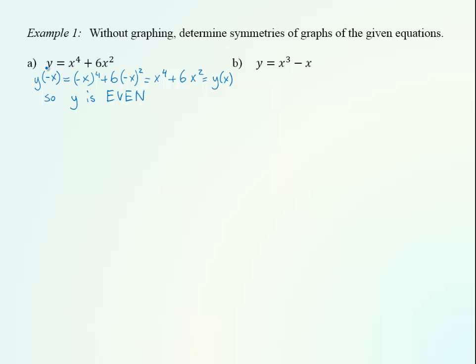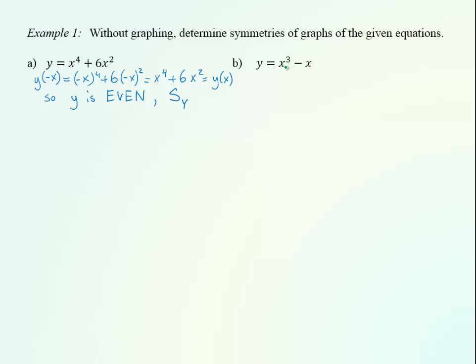It's also easy to check that replacing y by negative y makes the equation different than the original one. So we don't have any other symmetry. We have only symmetry in the y-axis. So y is even and we have symmetry in the y-axis. The second equation still represents a function, and it's a polynomial of odd degree.